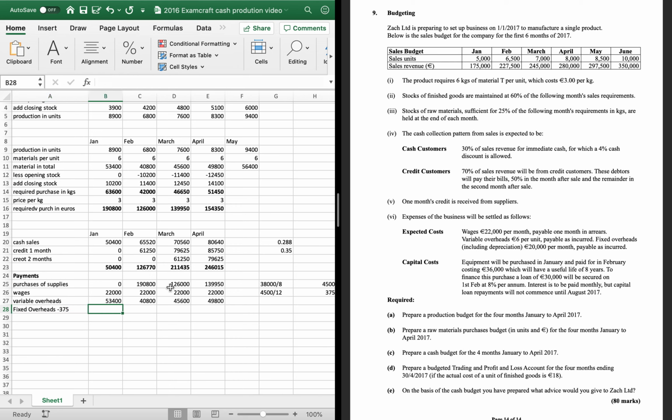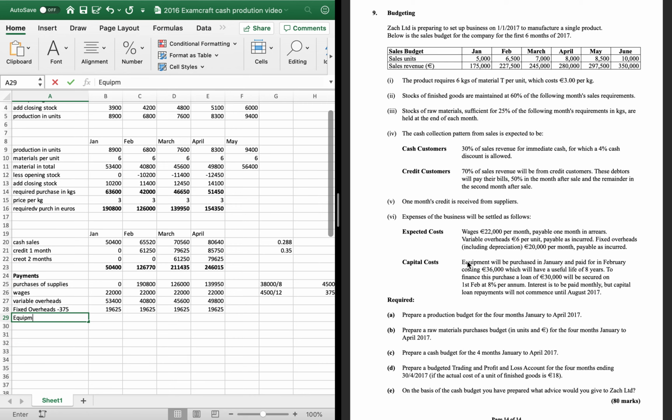Okay, so we have to take the 375 out of the fixed overheads. So 20,000 minus 375 is 19,625. That's every month. Okay, it's a fixed overhead. So that's our fixed cost. Then we go on to our capital costs.